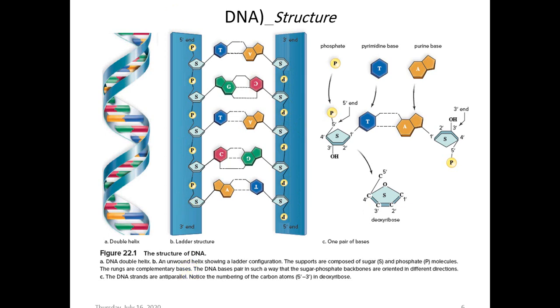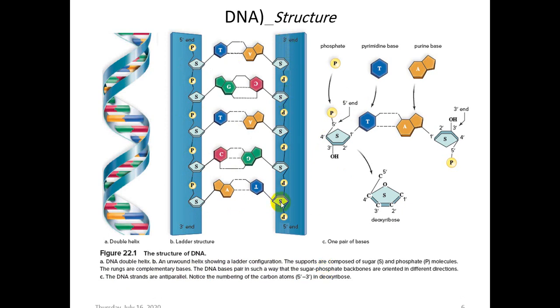The rungs, they call them rungs. You remember the ladder, the wooden one or the metal one, with two parts, the stand, the support, the backbone, and these are connected by rungs. Rungs are complementary base pairs. The DNA base pair in such a way that the sugar-phosphate backbones are oriented in different directions. What does that mean?